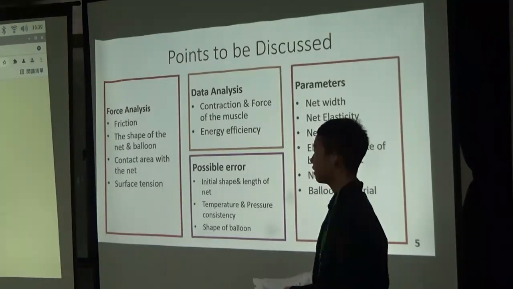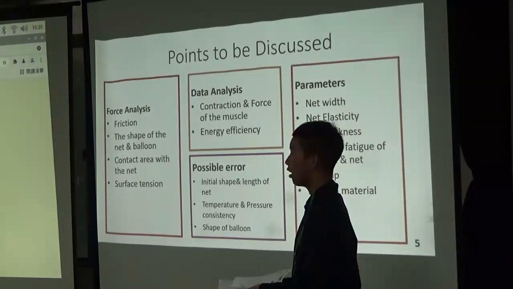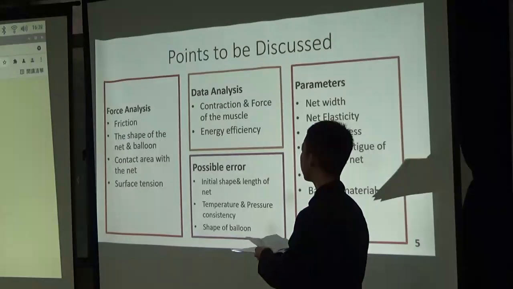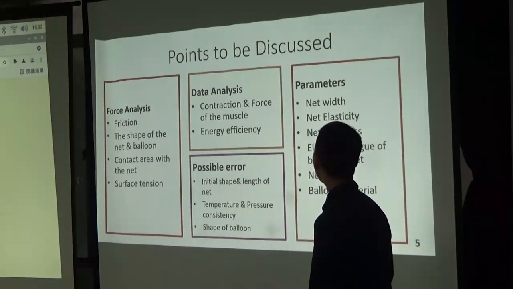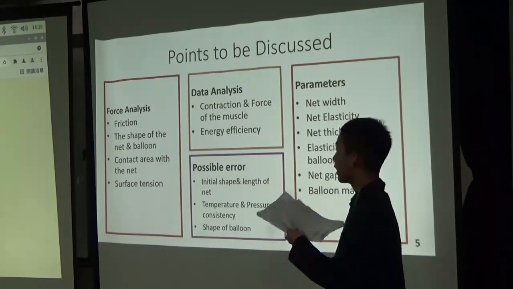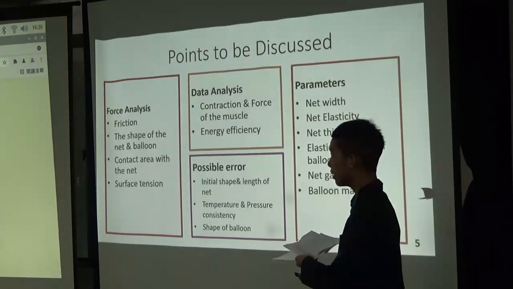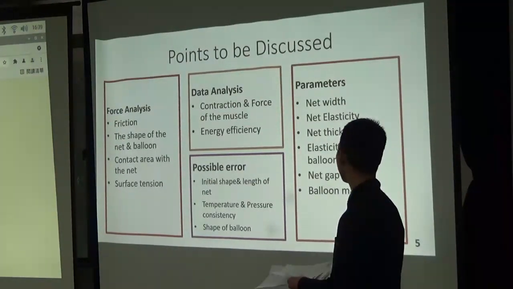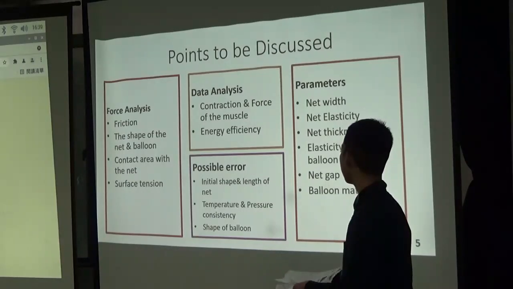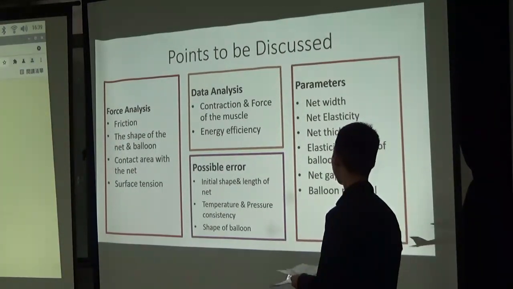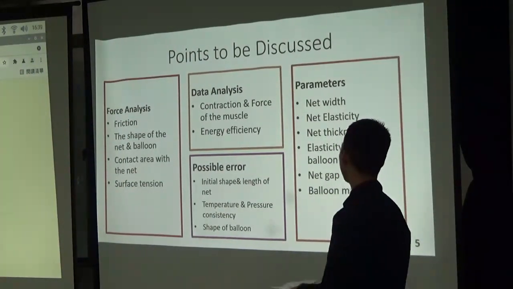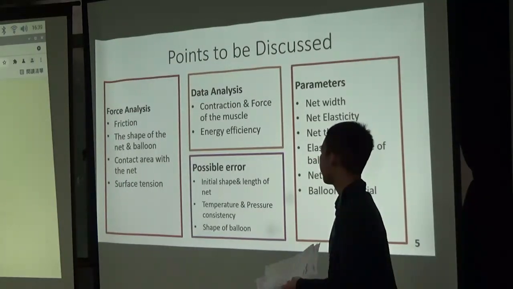Next, we will analyze the data of contraction and the force and the energy of the muscle. And parameters like the net width and the elasticity and the thickness and the gap of the net, and also the elasticity fatigue of the balloon and the net, and the material of the balloon will be discussed.